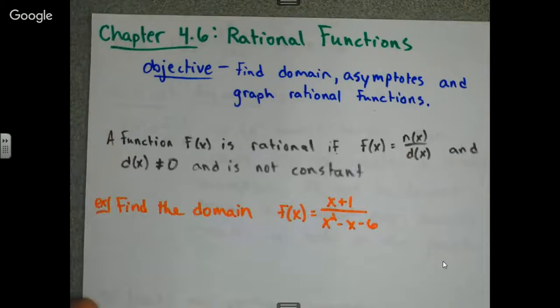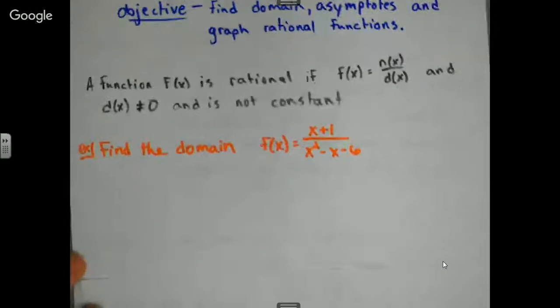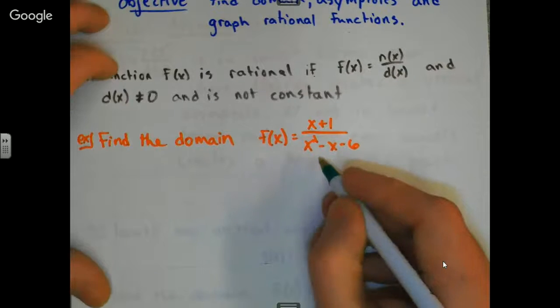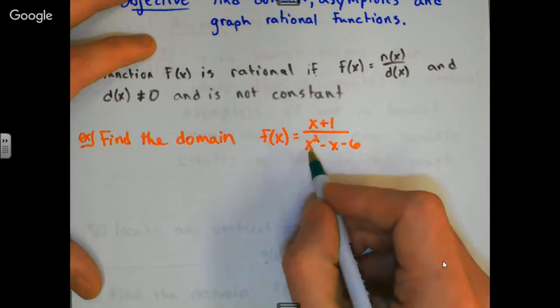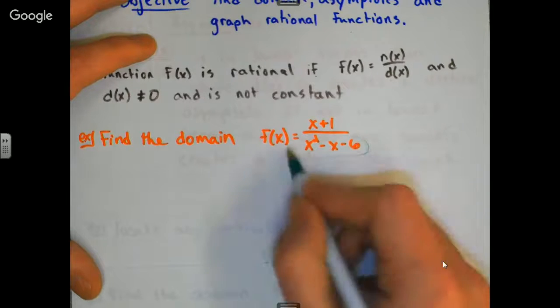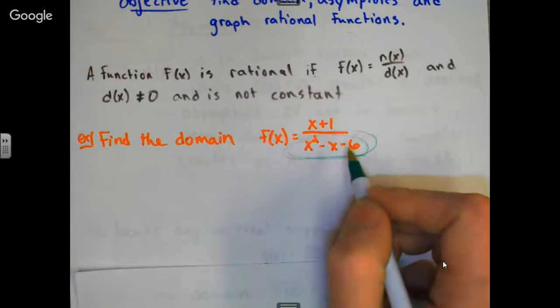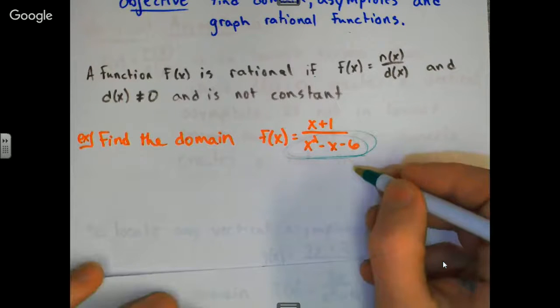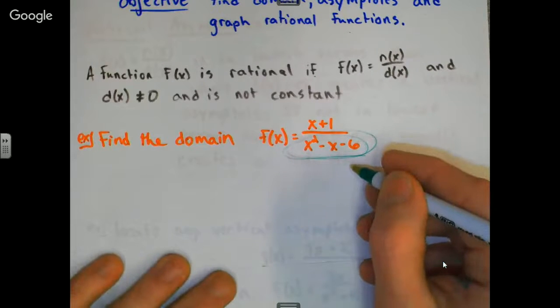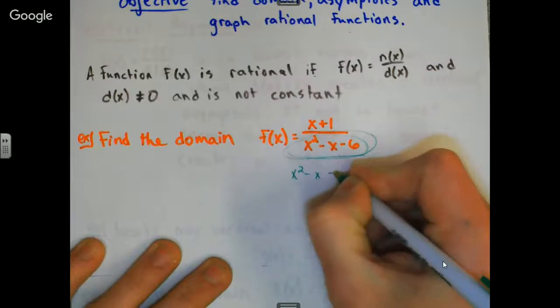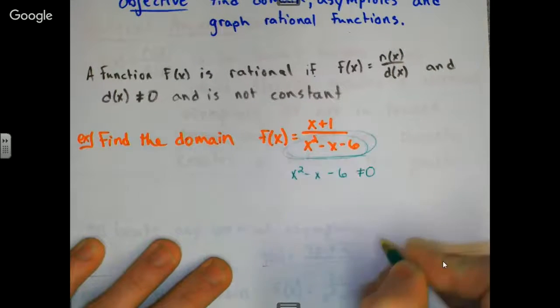Okay, so we focused a little bit ago on finding the domain. In this case, the problems occur down here in this denominator. These numbers cannot be 0. So what we'll do is we'll say x squared minus x minus 6 cannot equal 0, and we'll factor this.